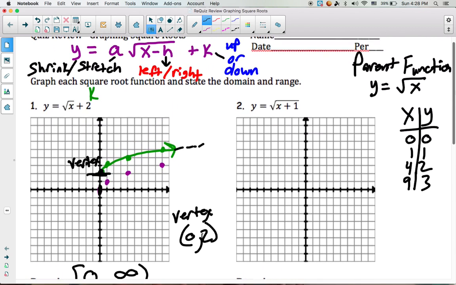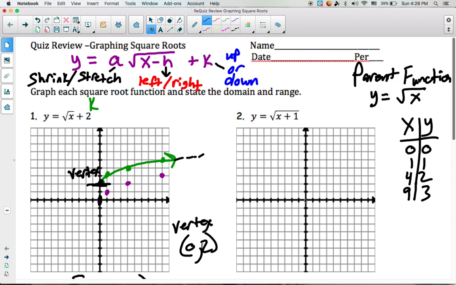All right, question number 2. We're going to start out with the parent function. So I want to plot (0, 0), (1, 1), (4, 2), and (9, 3). And this time you have a number underneath the radical. So if you go up to the top here, underneath the radical is your h. So h will move the graph either left or right, but h is a liar. So when I go underneath and I see a +1, I would originally think it would move it to the right, but it's not going to go right, it's going to go left. So this will move left 1 unit. So I'm going to take each of these points on my parent and move them left 1.